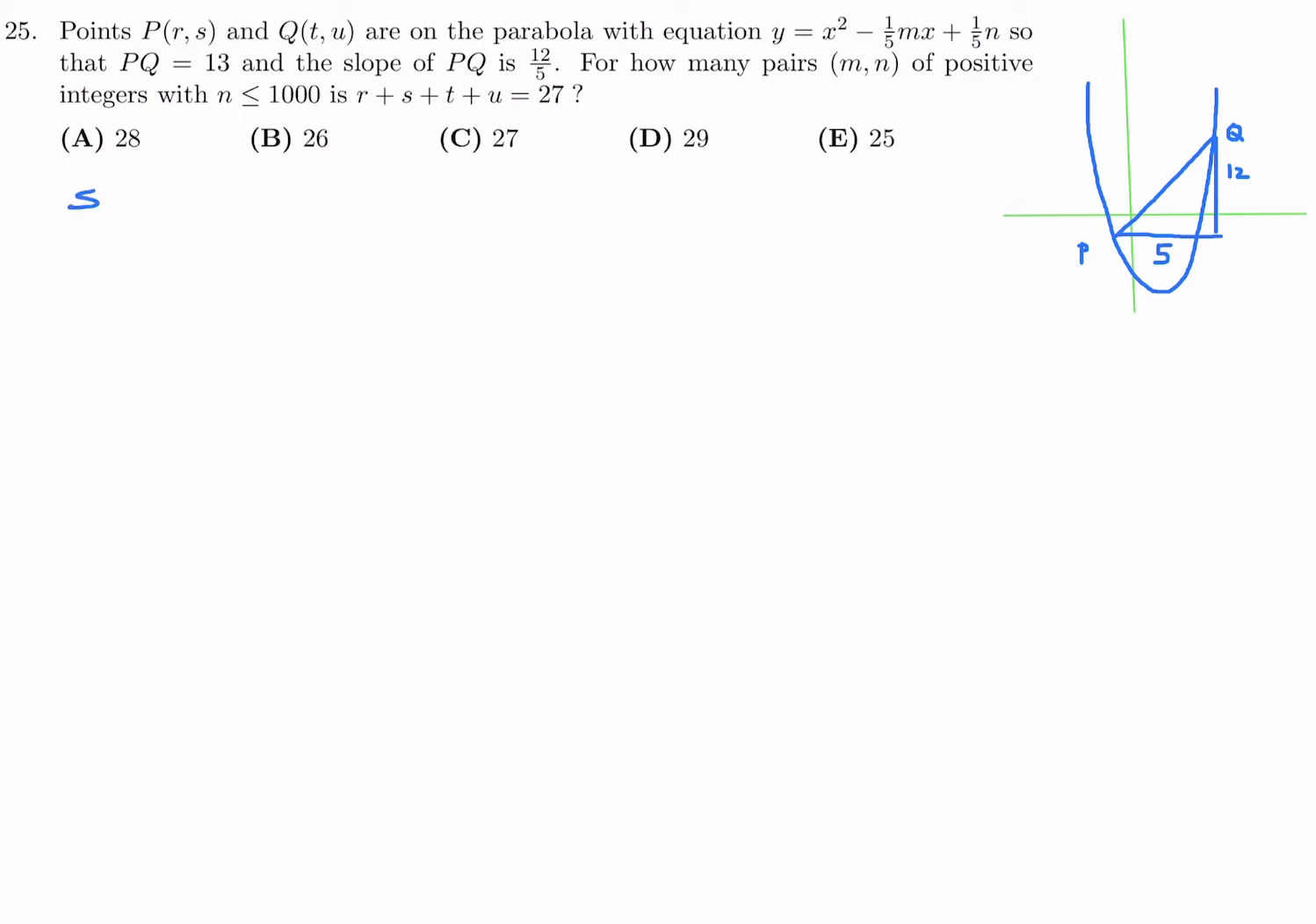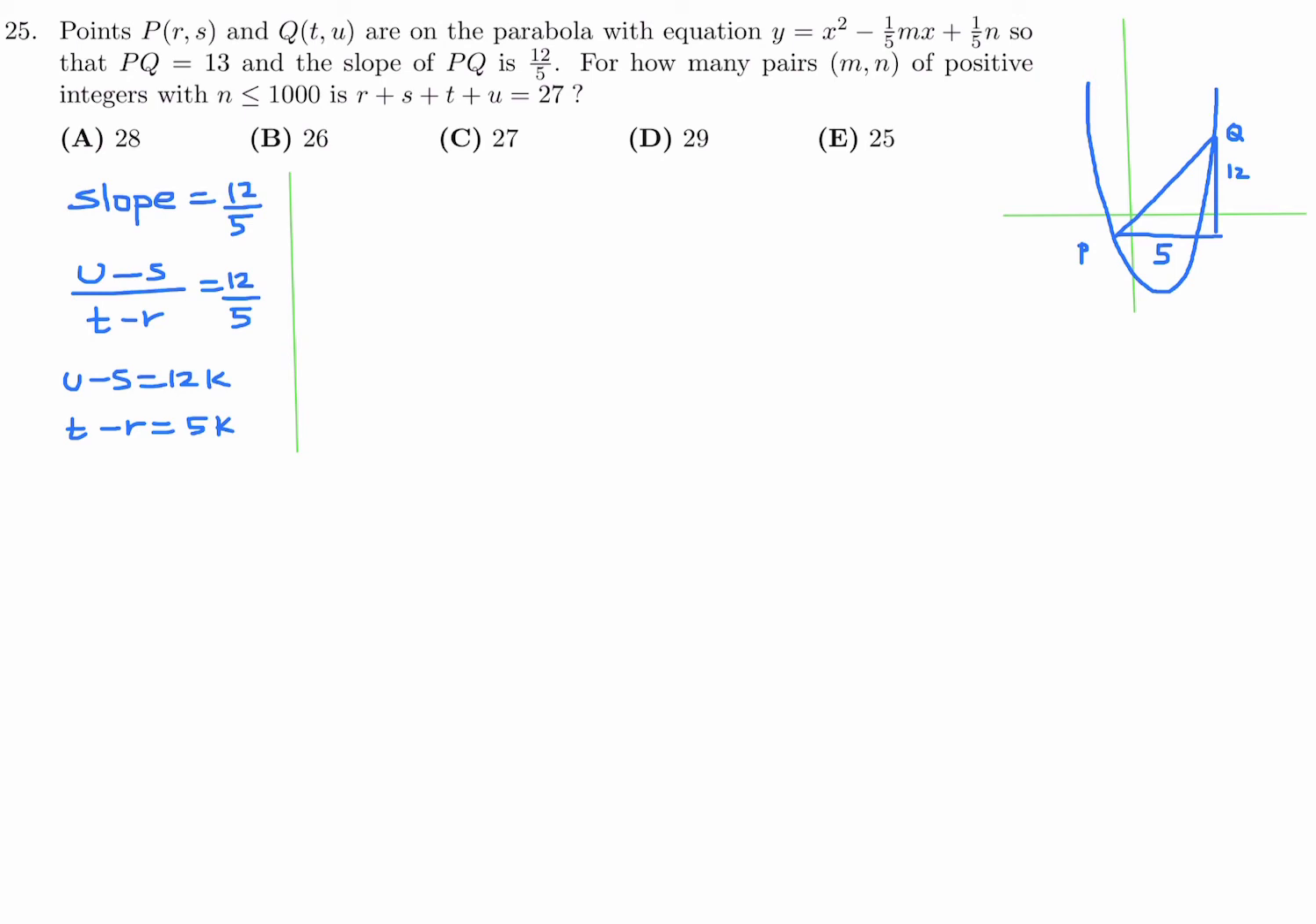Since the slope is equal to 12/5, we can use those 2 points to get a little equation. (U − S)/(T − R) is equal to 12/5. I have no idea what U, S, T, and R are, but I know the ratio. So U − S must equal some multiple of 12, and T − R is some multiple of 5, and that's how you get a ratio of 12/5. That's the first little piece of mathematics.